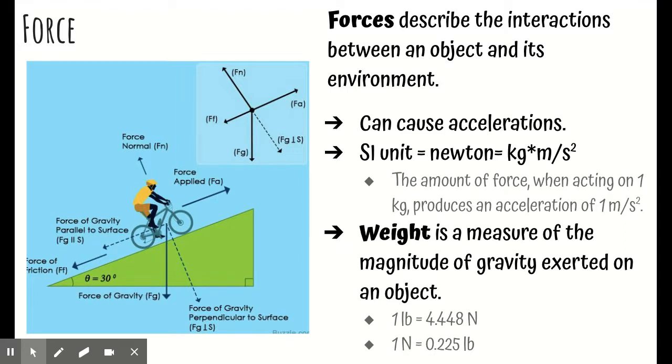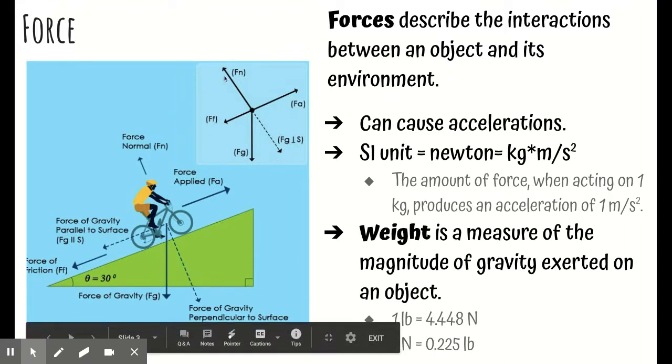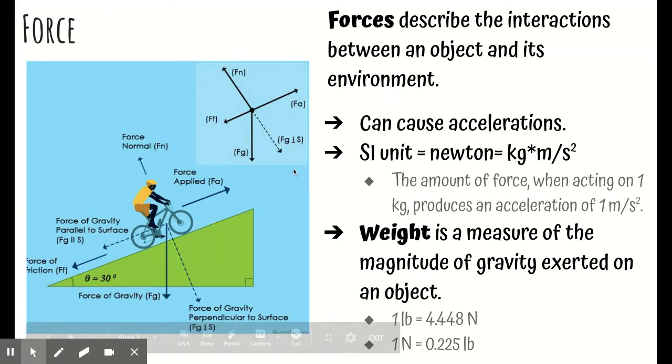If you look in the top right corner here, this is how you would draw just the force diagram. You don't have to draw a picture every single time. You would represent the object with a small dot in the center or a square or however you want to do that, and then draw your arrows away from it. You can see here that the length of these lines is representative of the magnitude of the force.